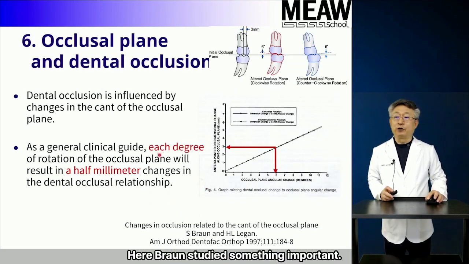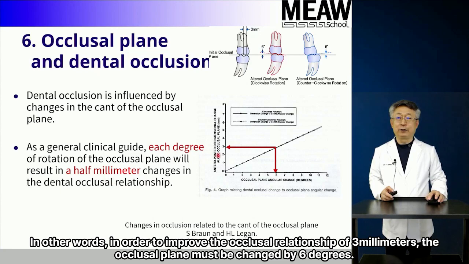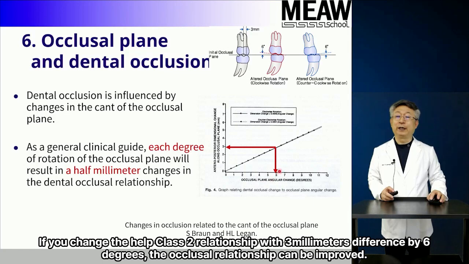Here Braun studied something important. When the occlusal plane is changed, it is said that a change in the occlusal plane of 1 degree can cause a change in the occlusal relationship by 0.5 mm in the molar relationship. In other words, in order to improve the occlusal relationship of 3 mm, the occlusal plane must be changed by 6 degrees. If you change the Class 2 relationship with 3 mm difference by 6 degrees, the occlusal relationship can be improved.